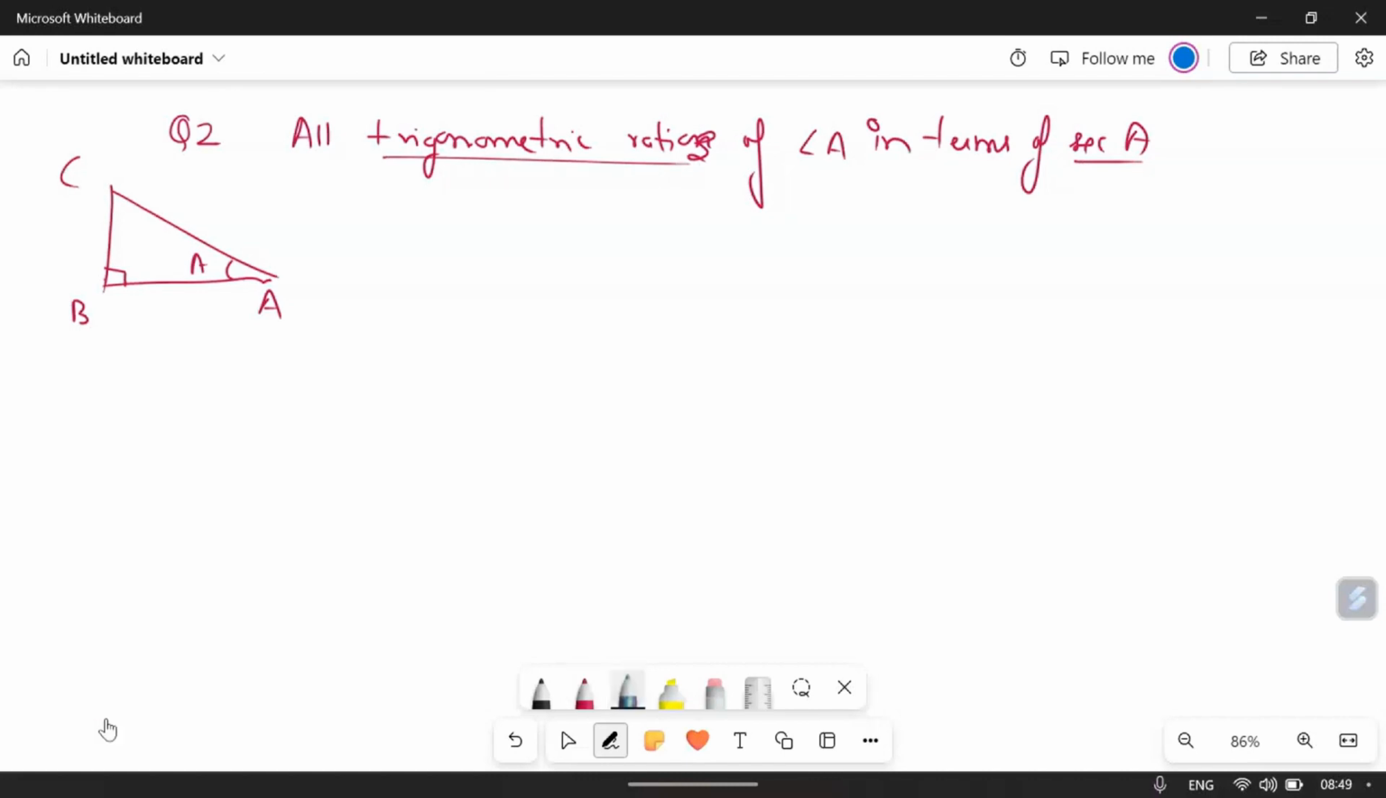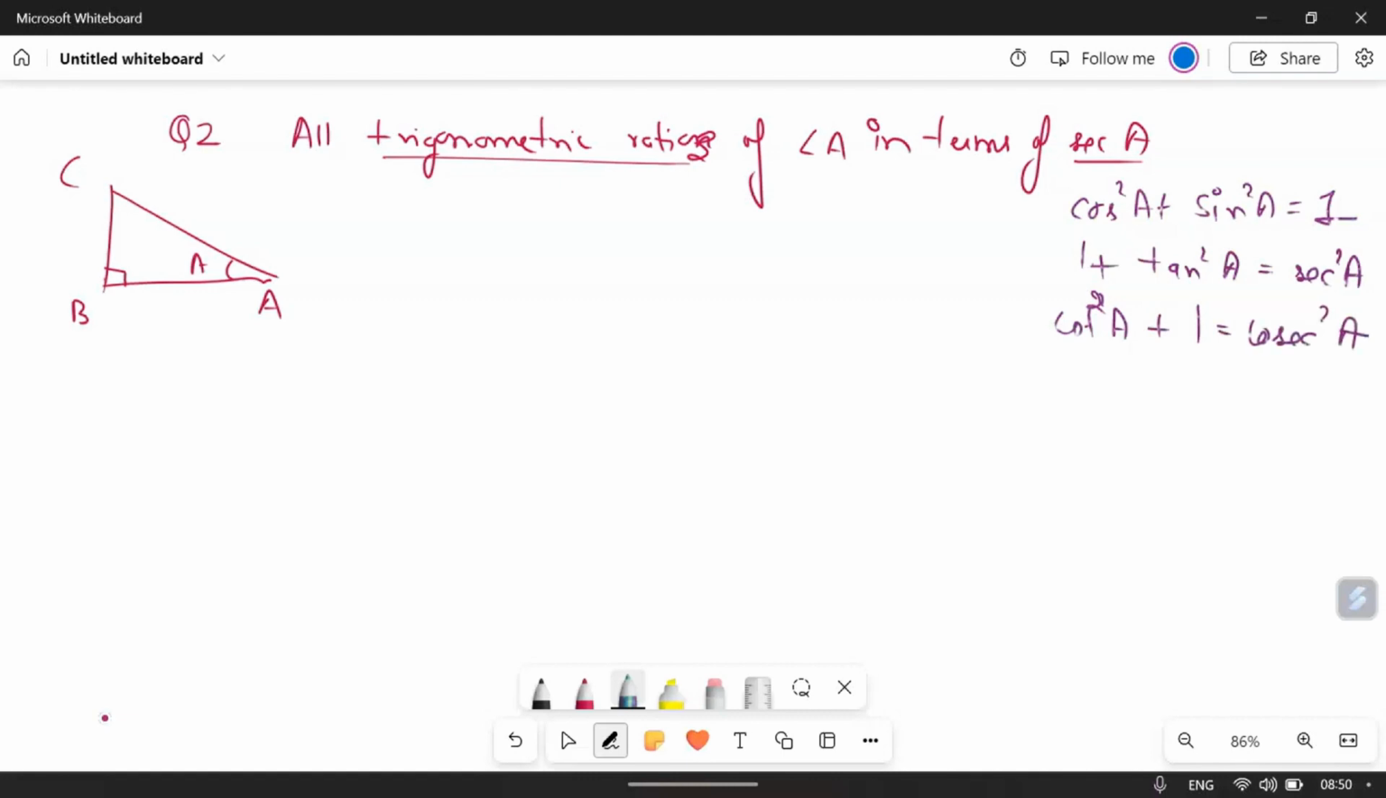So first remember those 3 formulas. I am writing it down again. Cos square A plus sin square A must be equal to 1. Got it? The second formula is 1 plus tan square A must be equal to sec square A. Got it? And the third one is cot square A plus 1 must be equal to cosec square A. Okay? Now let's solve it. So first we need to convert sin into sec. So first trigonometry ratio is sin.